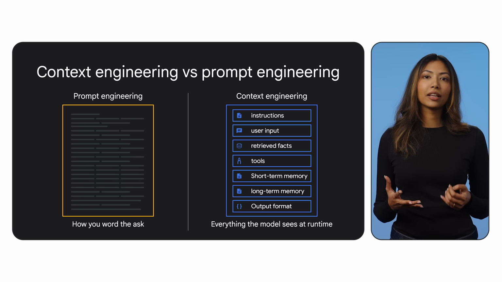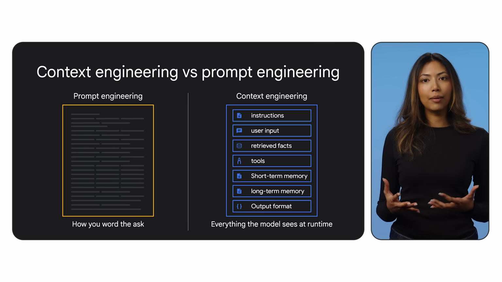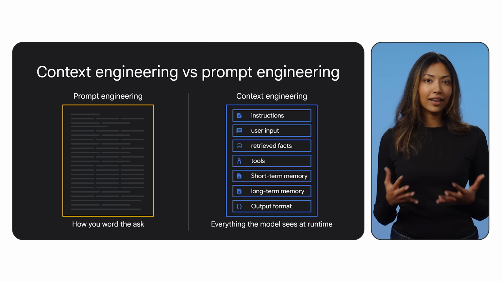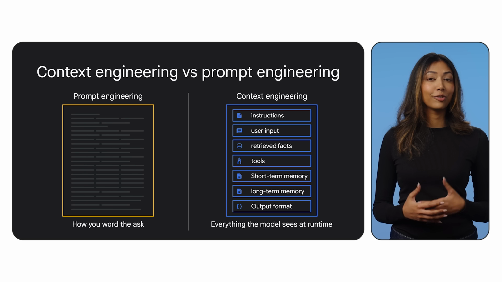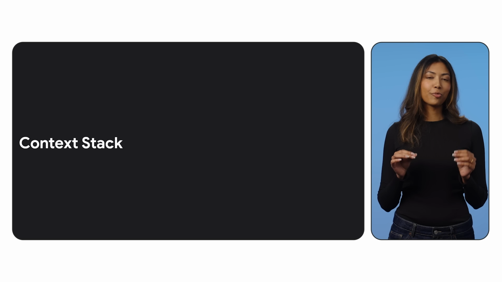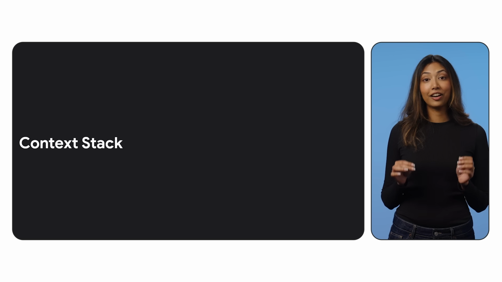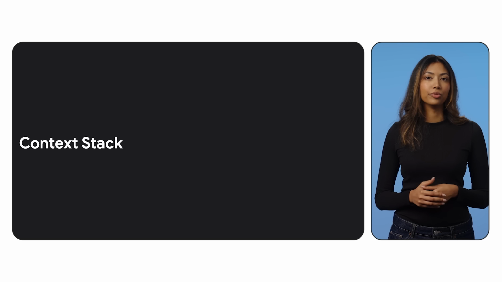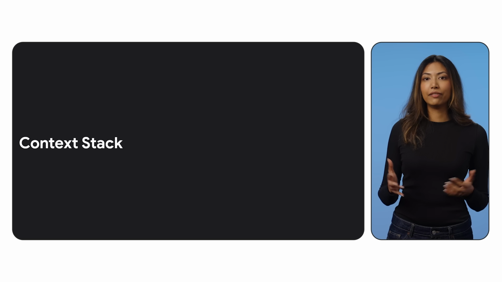Think of the model like a brain with a limited short-term memory. Your job is to pack it with all the things that it needs for the next step, and you have limited space to do so. Here is what is in a context stack currently for most models that we use. There are 7 pieces involved.